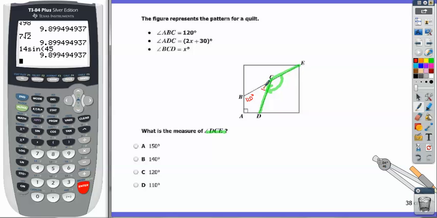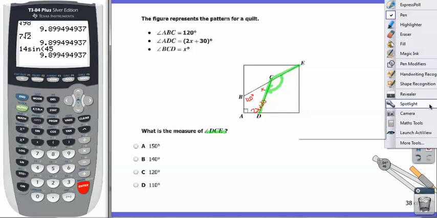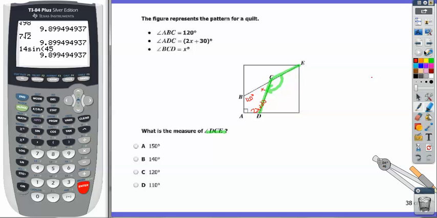BCD is x, and ADC is 2x plus 30. Well, this looks like another shape. They're hiding another shape inside. Now, how many sides does this shape have? And I can draw it again, because it's not going to kill me to draw it again.